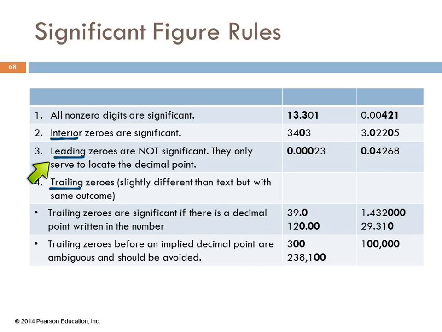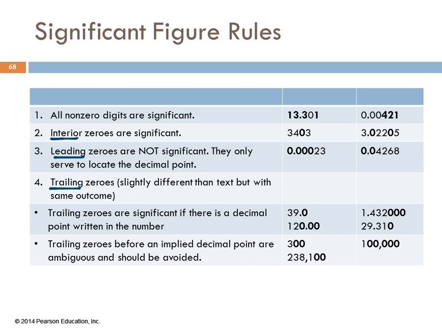Leading zeros come at the beginning. Leading zeros are not significant. Never. All they do is hold the decimal place. Here, 0.00023. We made a measurement. This 3 is uncertain. The 2 is certain. These zeros are just holding the decimal place. Are they important? Yes, they're very important, but they don't reflect a measurement.